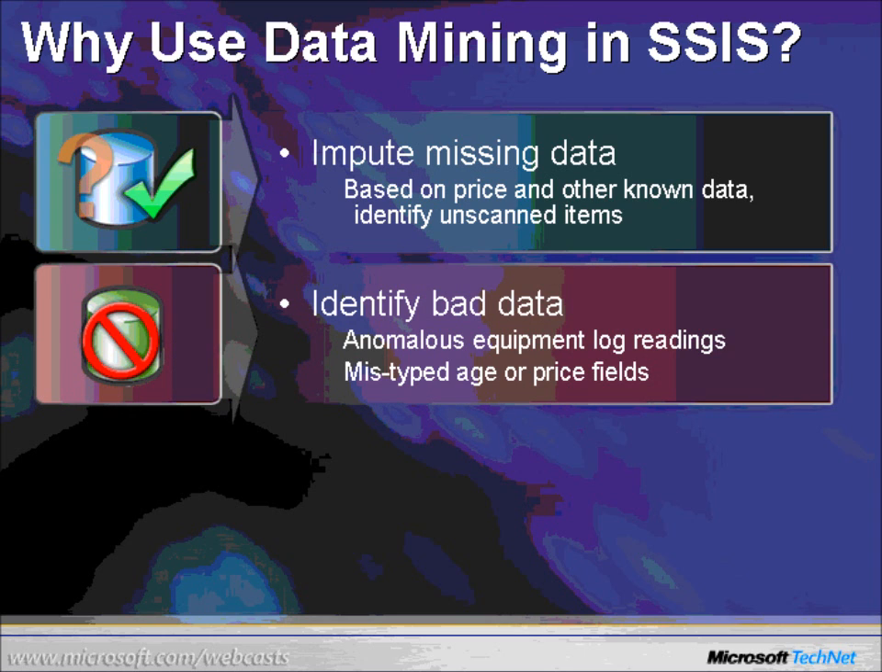One of the reasons you might want to use data mining within a data flow is to impute missing data. For example, if you have an unscanned item, where you know the price and the weight of that item but you don't have the barcode scanned, data mining could be used to predict what the barcode value should be, based upon the weight, price, and other information that you have on that individual product.